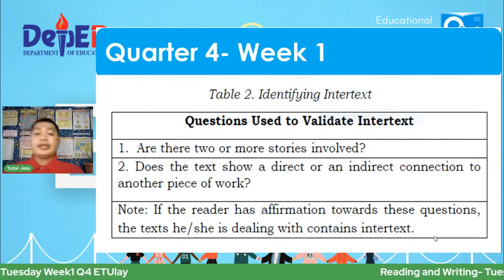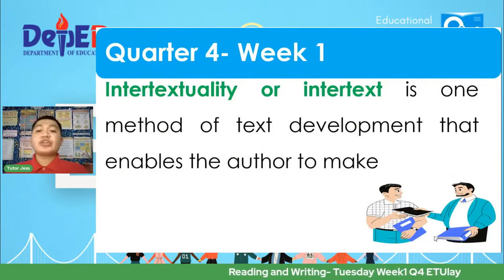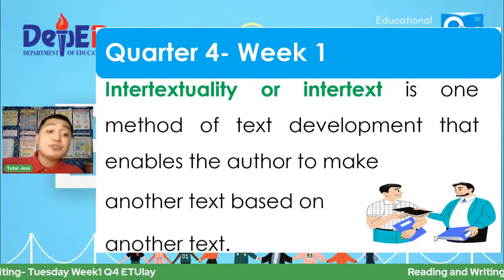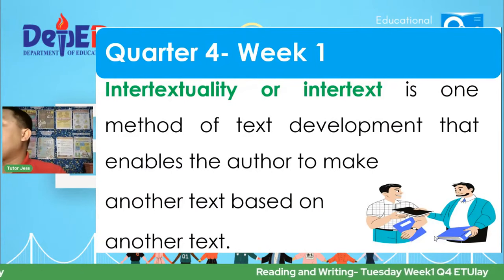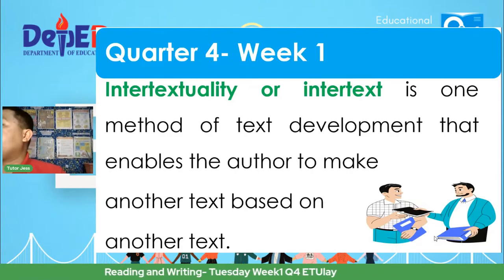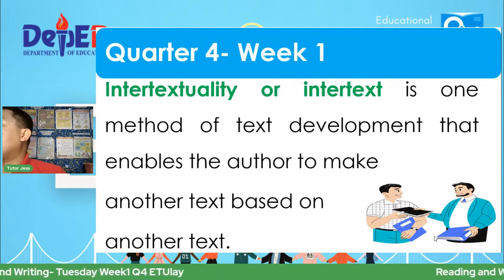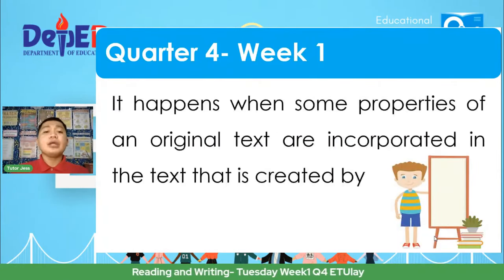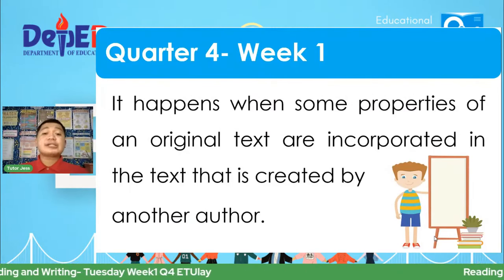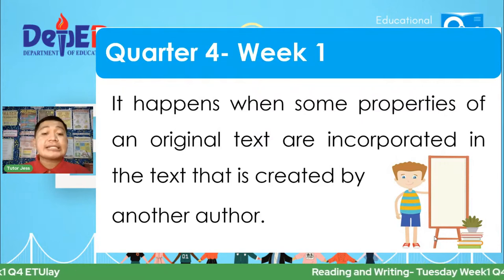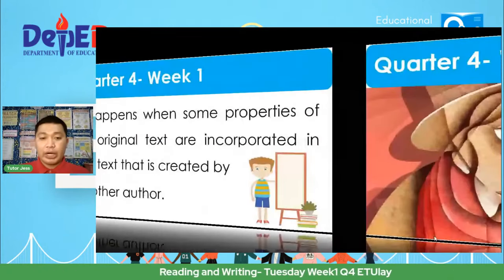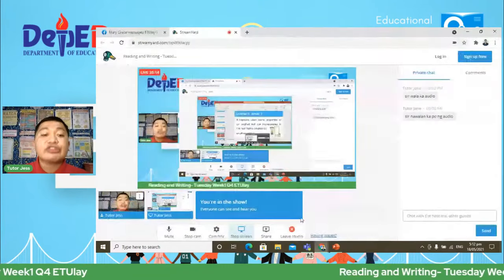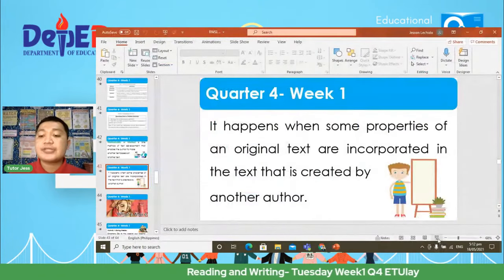All right. Now, intertextuality or intertext is one method of text development that enables the author to make another text based on another text. So meaning to say, we have these two texts, para magamit natin intertextually. Okay, na magamit niya as a basis yung isa. It happens when some properties of an original text are incorporated in the text that is created by another author. Okay, again, another author. Don't forget that. That is intertextuality.